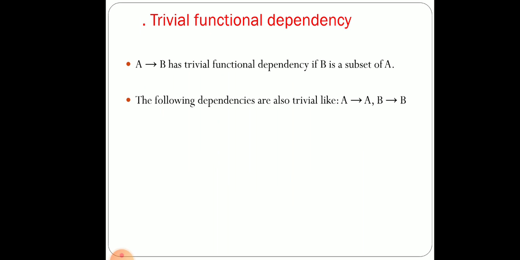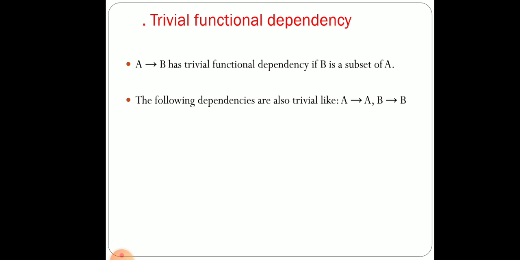Actually, when a functional dependency is given, we first have to identify whether it is trivial or non-trivial. So for trivial as well as non-trivial, there are two conditions which we have to follow, and then we can decide that it is trivial or non-trivial functional dependency. So what are those conditions?